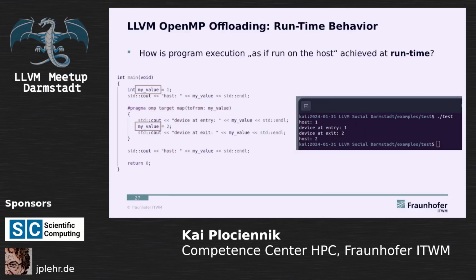As I said, if you execute this program, you get the output on the right-hand side, which means it works. For example, the data mapping of the myValue variable works correctly. But you do not see any explicit code here that calls an offloading library or does any special things. So how does it happen at runtime?